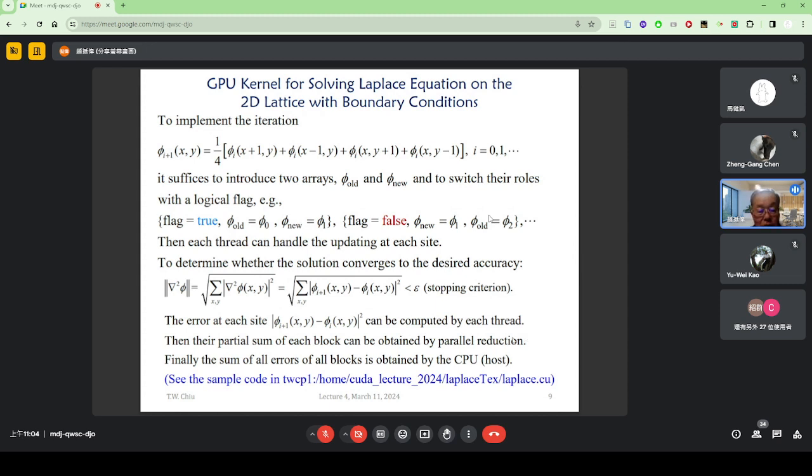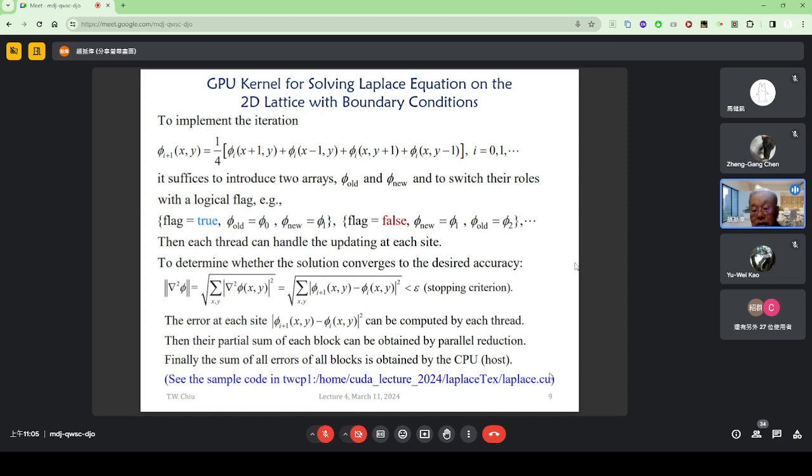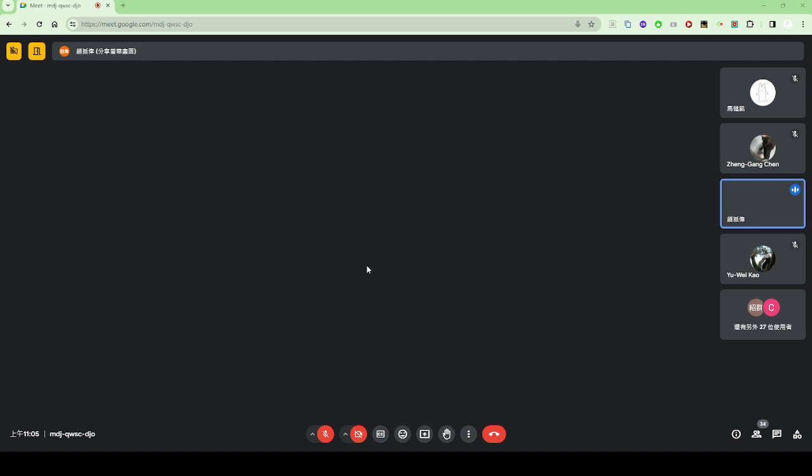So the complete sample code is in the directory here. If you want, you have to copy this entire directory to your home directory. I'm not going to do the copy for every one of you, you have to copy yourself, if you want to edit this code or change this code or do any tests you like.